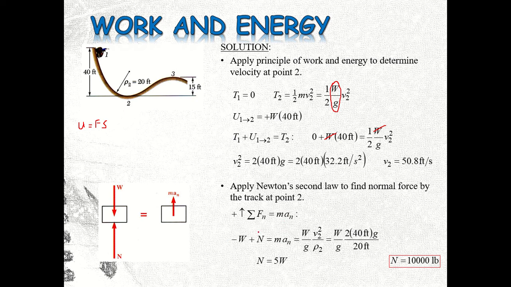Now, transposing this to the other side, so remaining only N on the left side. The mass here is equal to weight over g. And then we have the normal acceleration a_n, which is equal to the velocity v sub 2 squared divided by rho 2. So this is also given here. Rho 2 is equal to 20 feet.